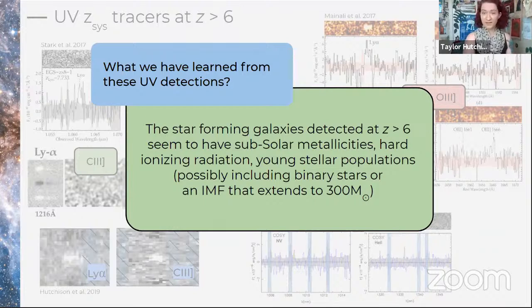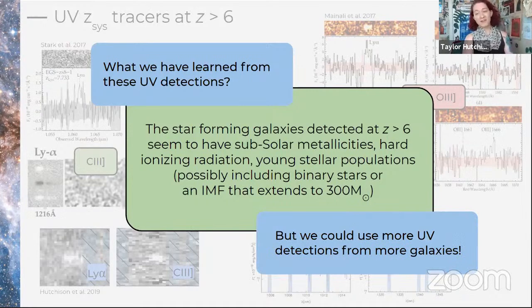Well, the star-forming galaxies that have been detected, for the most part, seem to have subsolar metallicities, really hard ionizing radiation, and for the most part, young stellar populations that might include binary stars or an IMF that extends up to 300 solar masses. However, we could definitely use more UV detections from more galaxies, and ideally, lots of lines detected in a single galaxy to increase our constraints.